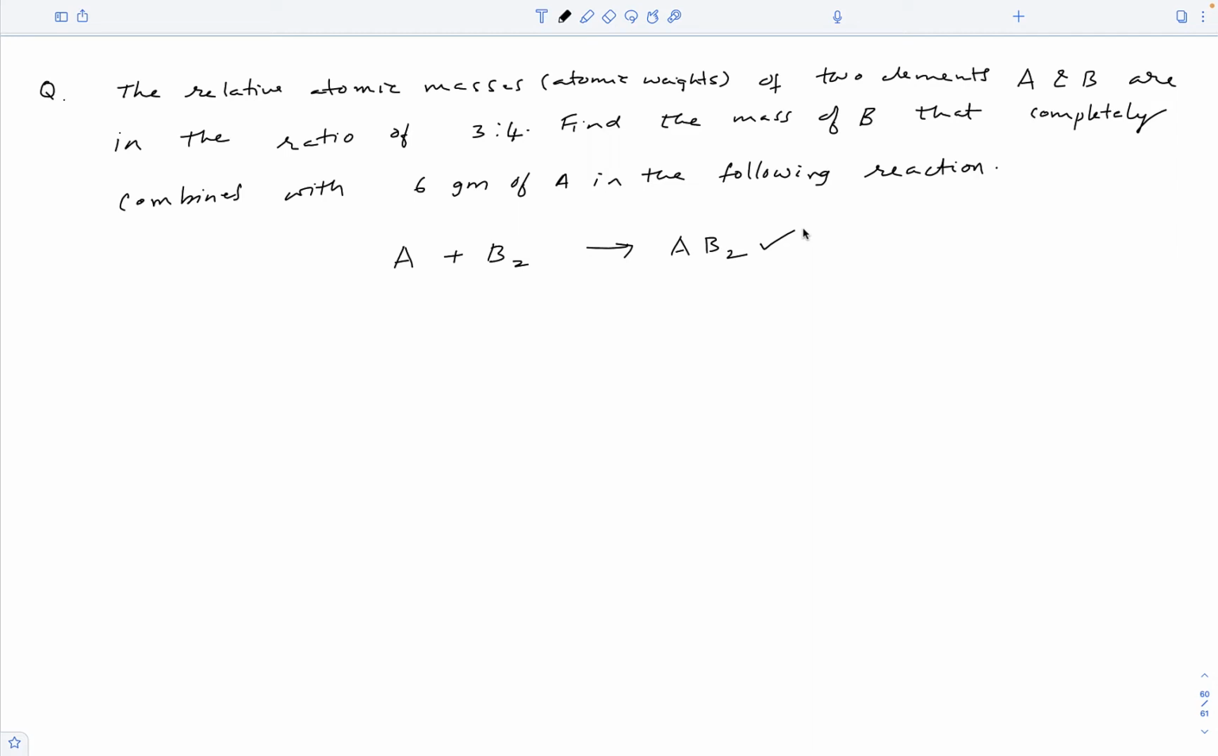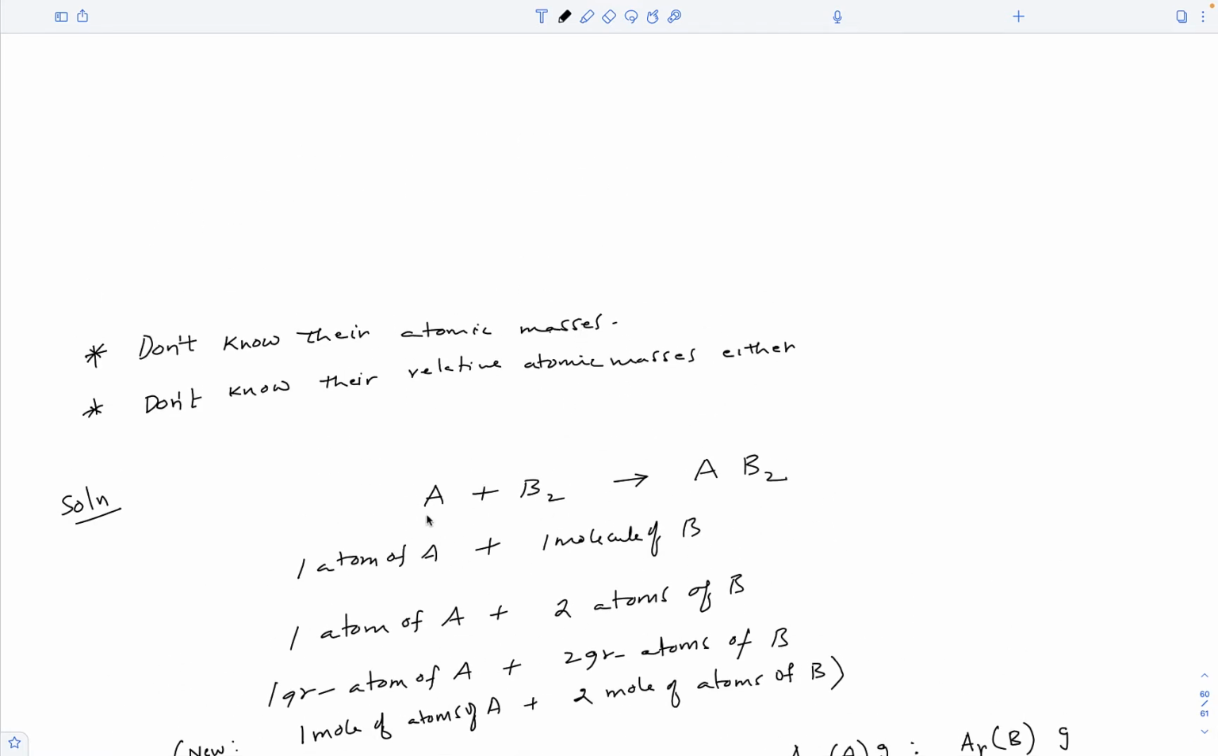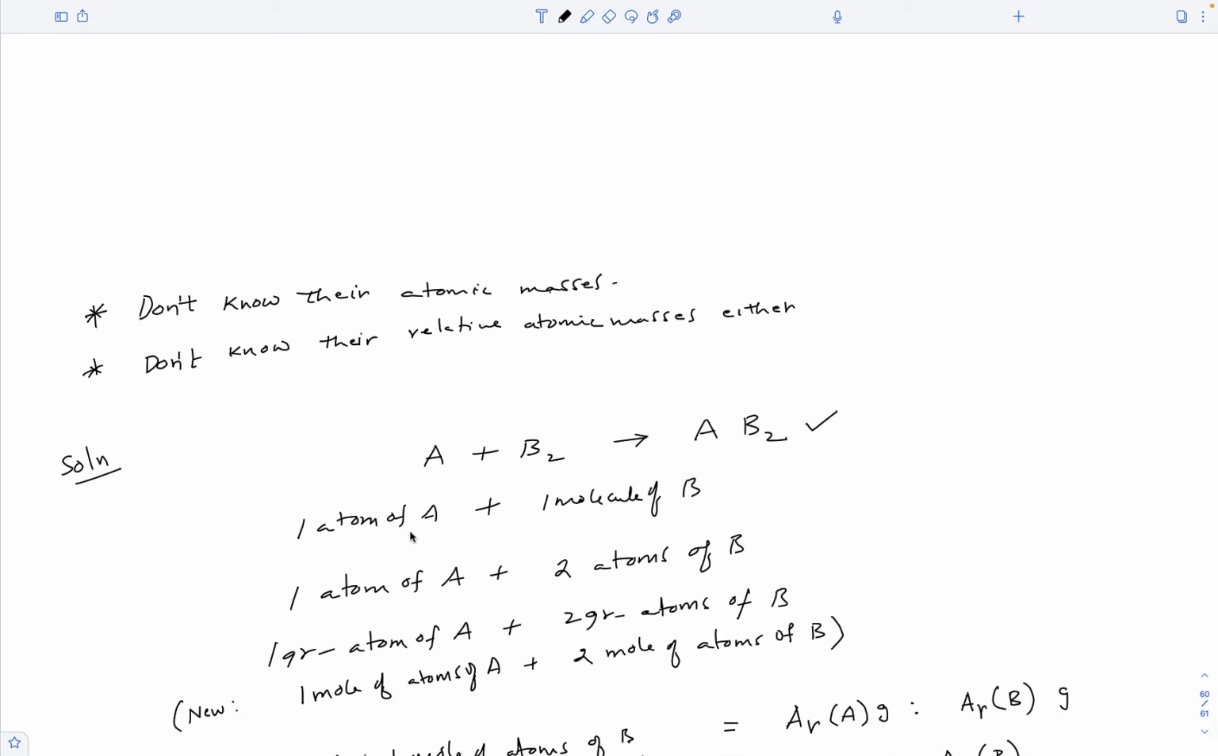Why would I say so? Because we don't know the atomic masses of these elements. Even worse, we don't know the relative atomic masses of these elements. We are given only the ratio between their relative atomic masses. Let us see. We know how to read this equation. First, make sure that the equation is balanced. It is balanced. It says one atom of A combines with one molecule of B.